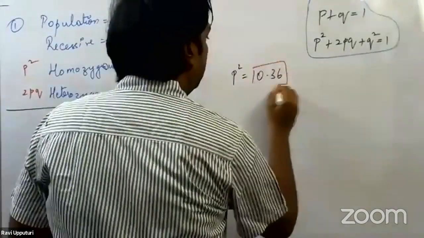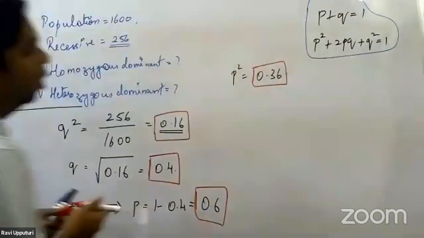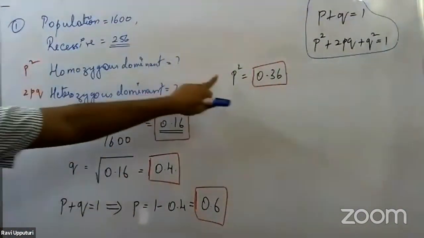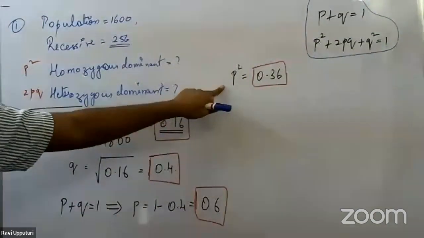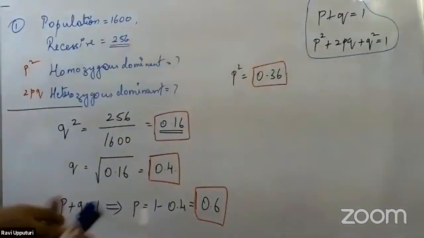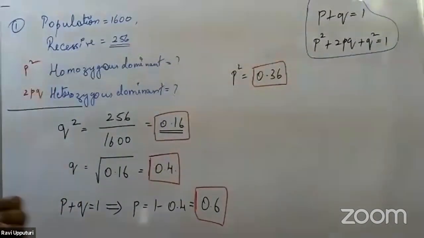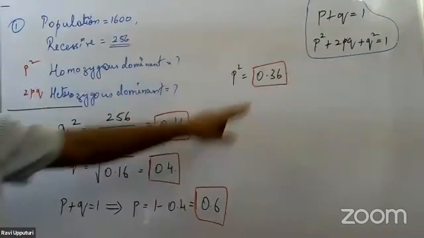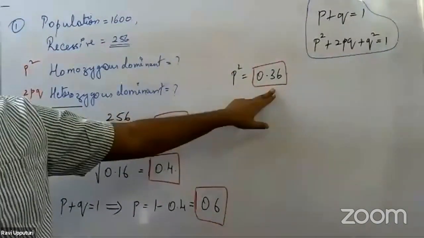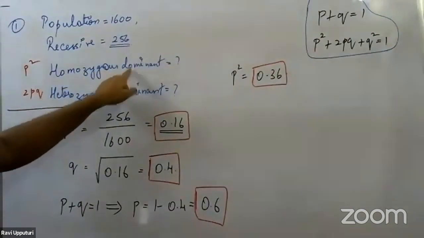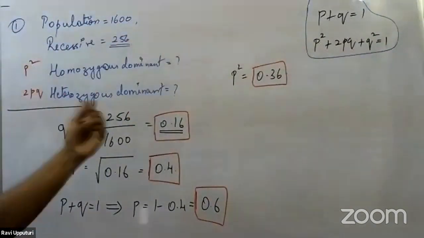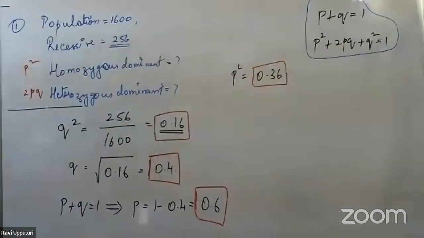Now, since we have got P square, we have the frequency of the dominant genotype. If the question asked you to find the frequency of the dominant genotype, we would stop the answer here itself. But in this question, they told us to find out the number of homozygous dominant individuals. So how do we get the number of dominant individuals?